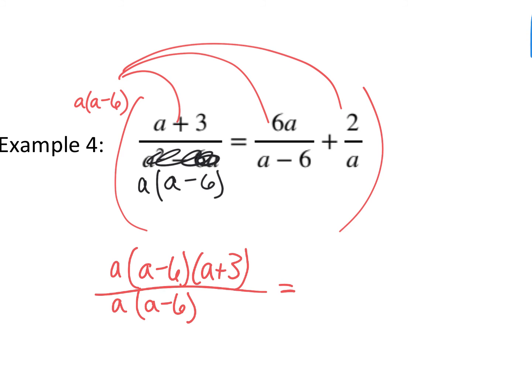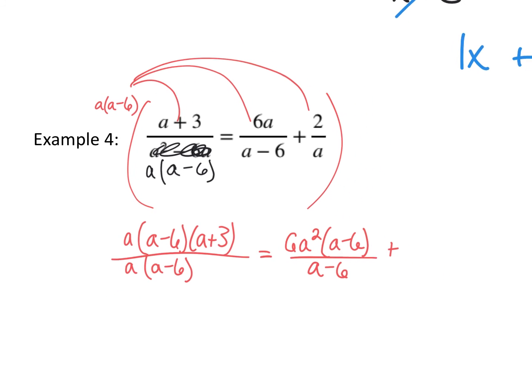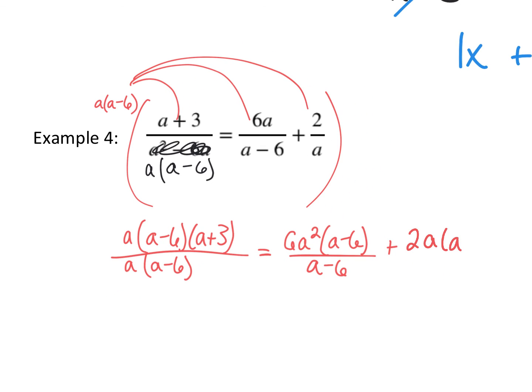Second one. Monomials are what? A times 6a, which is 6a squared, times the binomials, which are just a minus 6, over a minus 6, plus 2a, and then 8 times a minus 6, over a. Perfect. Is anyone still confused on how we got here?